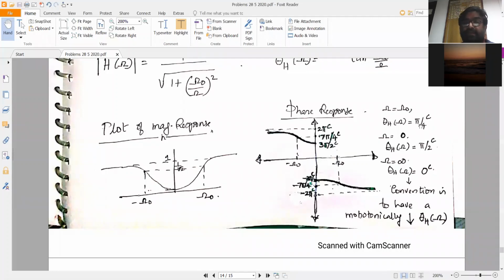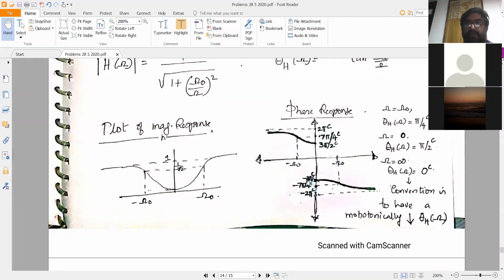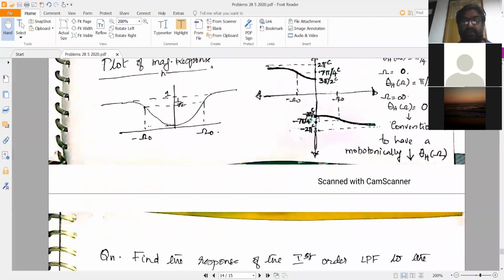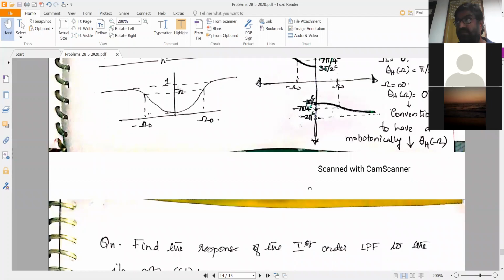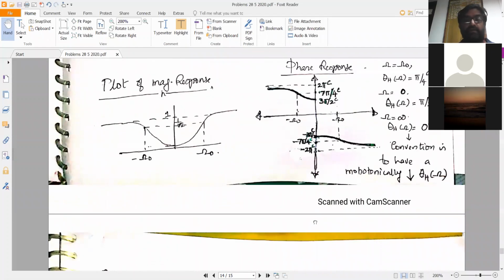So that's very easily proved by noting that if you have, say for example, pi by 2 radian, minus pi by 2 radian is the same as minus 3 pi by 2 radian, right? You can see plus pi by 2 radian is the same as minus 3 pi by 2 radian. So likewise, you can look at the angles and then try to draw a monotonically decreasing phase response. So this I am going to leave to you as a homework. Okay, the phase response.